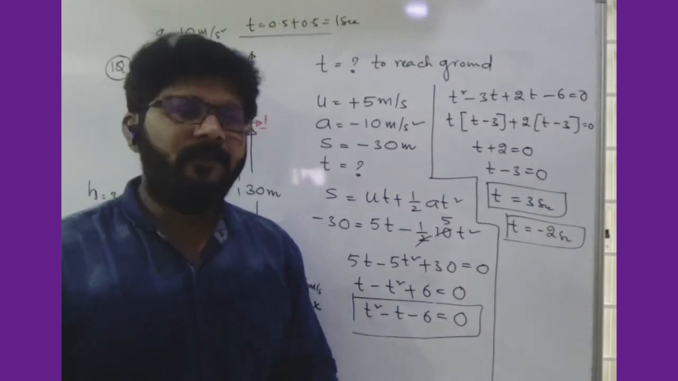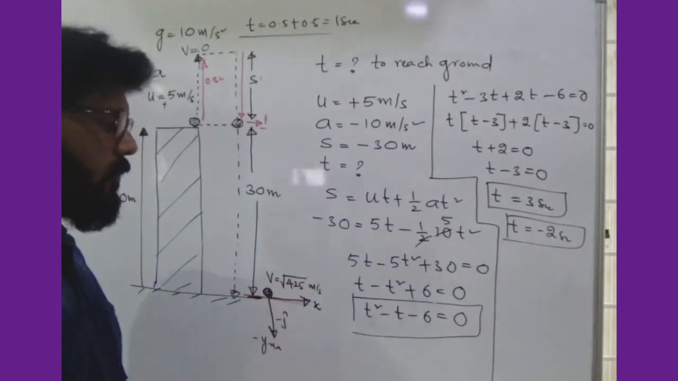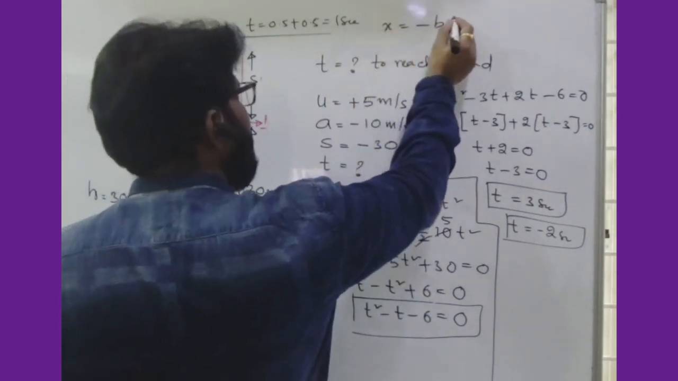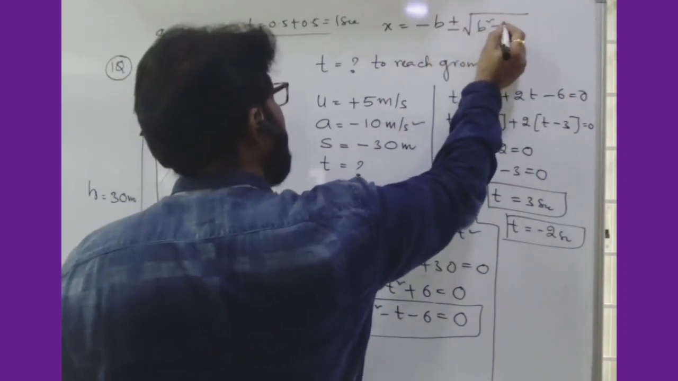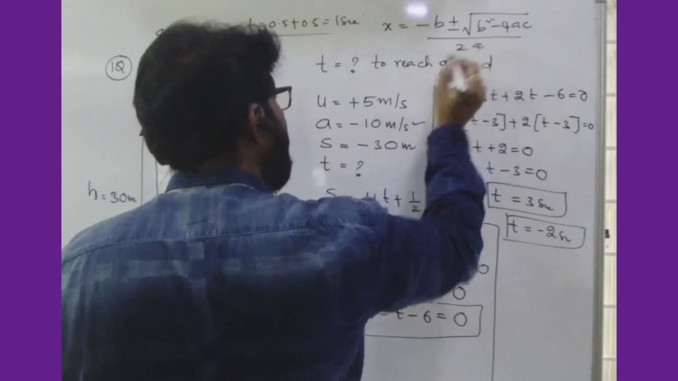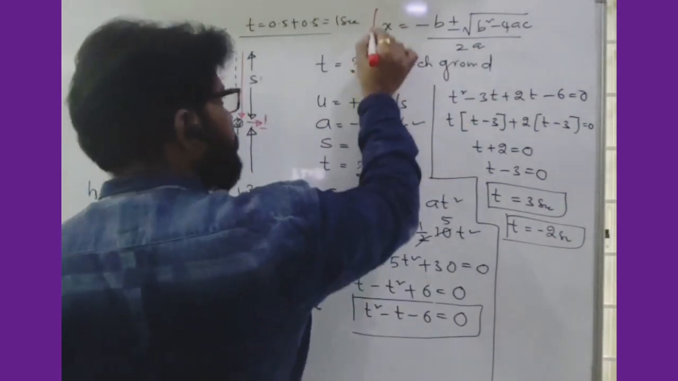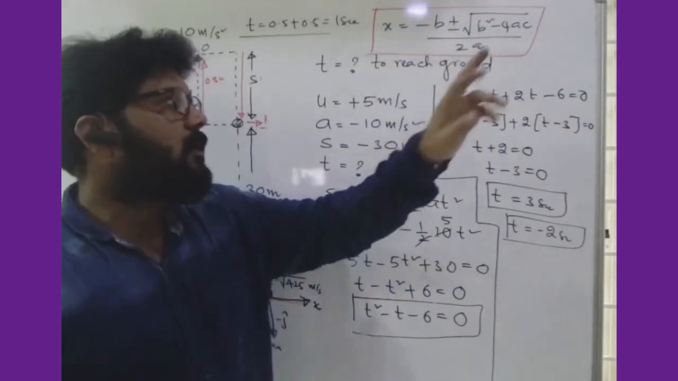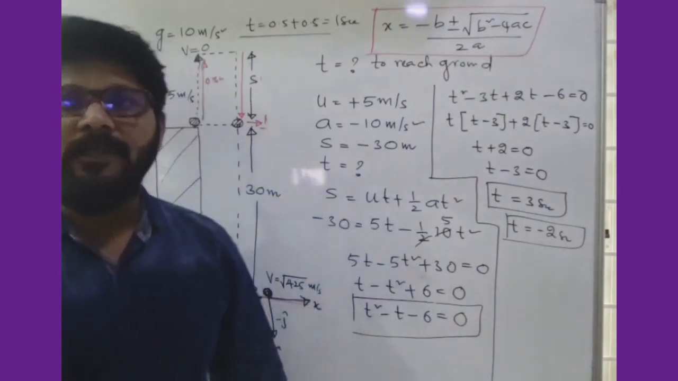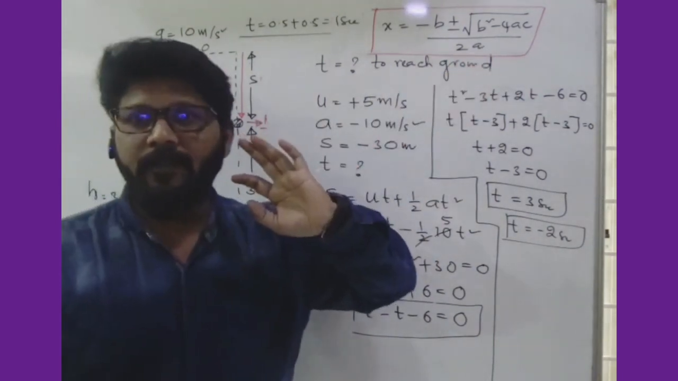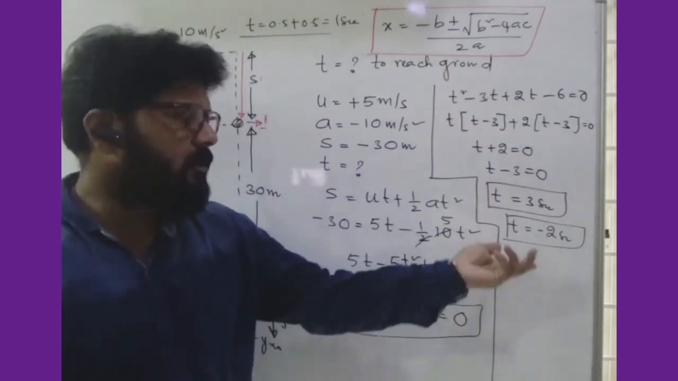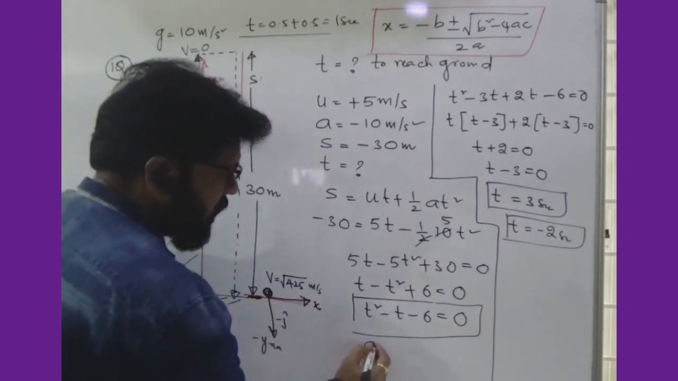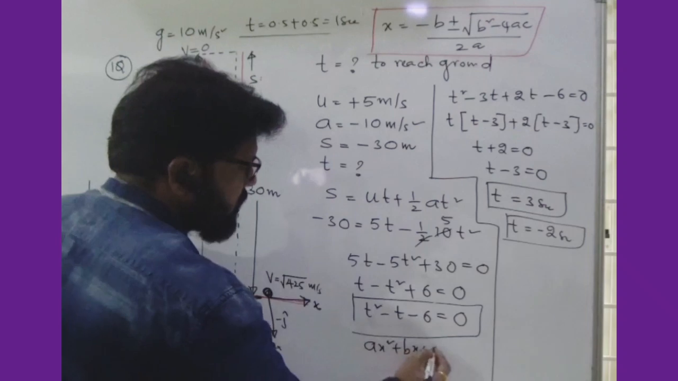So s is equal to ut plus half at square gives a quadratic equation. Otherwise, if you learned this equation, x equals minus b plus or minus under root of b square minus 4ac divided by 2a. Hope you all learned this one. Yes, x is equal to minus b plus or minus under root of b square minus 4ac, the discriminant formula, divided by 2a. So now you can substitute here and check it out, you will get the same answer, because this can be compared with ax square plus bx plus c is equal to 0.